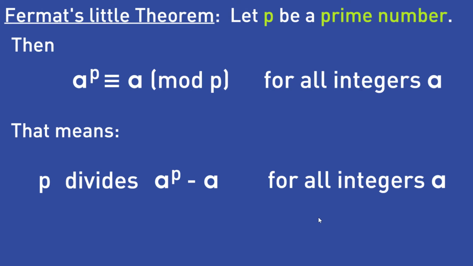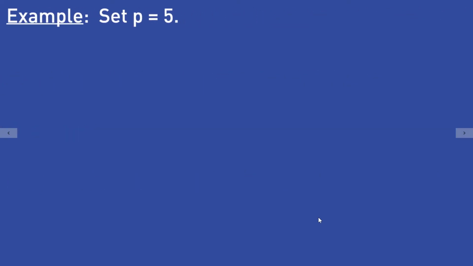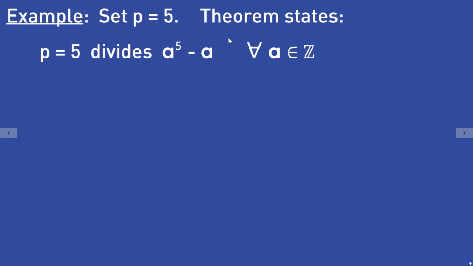Let's take a look at an example. So let's set p equal to 5, which is a prime number. Now Fermat's little theorem states that 5 divides a to the power of 5 minus a for all integers a. Let's check this by plugging in some integer values for a.